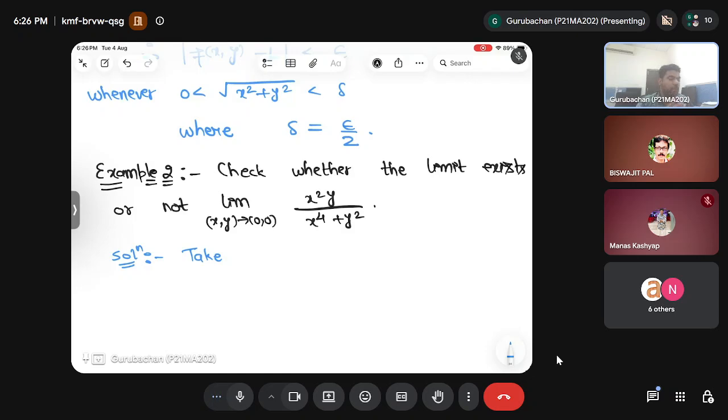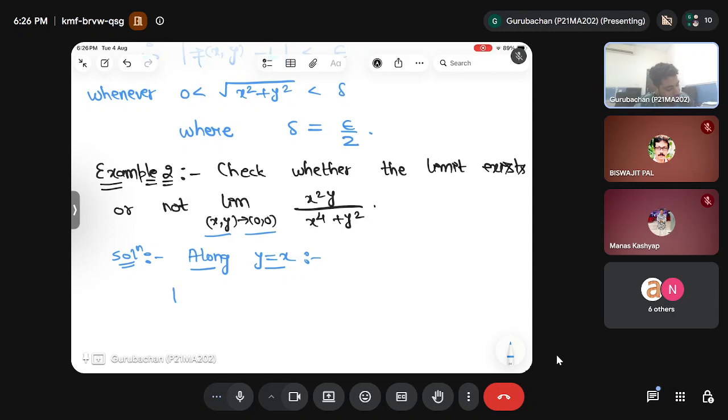So what we will do, we will go by basic, then we will generalize it by y equal to mx. First of all, we will choose simply two curves. So it can be y equal to x and y equal to x square. First of all, I'm moving along y equal to x. So you know that as (x, y) tends to (0, 0) simultaneously, if x tends to 0, then y will also tend to 0.